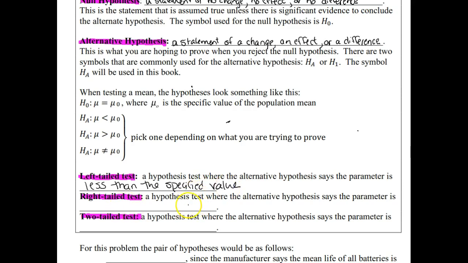For a right-tailed test, a hypothesis test where the alternative hypothesis says the parameter is more than the specified value. And again, we'll see with the pictures of the distributions that in this case we're going to be shading and finding the probability and area in the right tail of the distribution. And a two-tailed test, we don't do these very often. Usually we are more specific about which direction we think the change has happened, whether a parameter has gone up or down. But a two-tailed test is a hypothesis test where the alternative hypothesis says the parameter is not equal to the specified value.